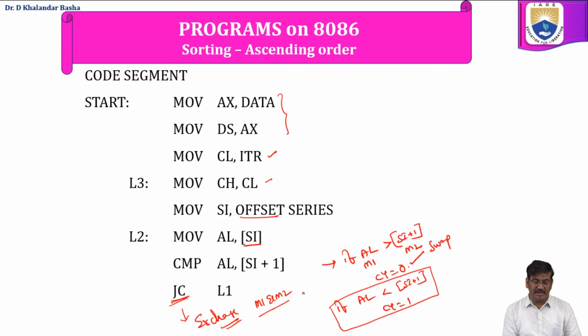If they ask for descending order, you change this to JNC. The remaining instructions and the program are the same. So the condition for swapping is what will be altered.